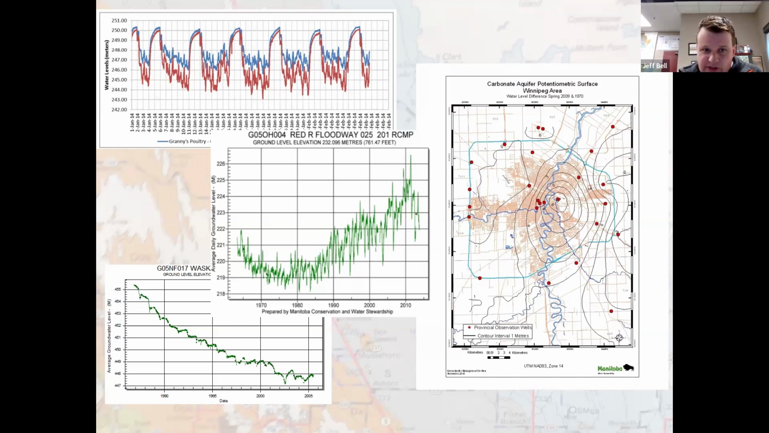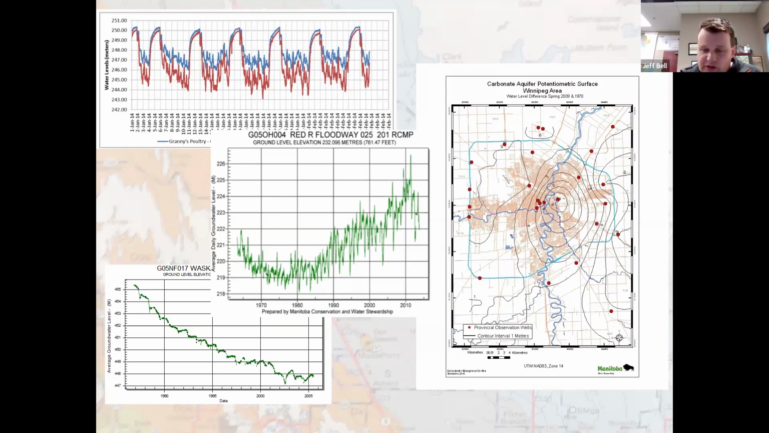So this is an example of some of the stations that we have. The top left one is a really interesting one. It shows the relationship between the Winnipeg Formation sandstone and the overlying limestone. The sandstone's in red and the limestone's in blue. We can see those formations tend to mimic each other very closely. In this case, the lower formation is being pumped, and you can still see the effects of the pumping occurring in the overlying limestone formation. So there's a lot of interconnection between those formations naturally, and they do tend to mimic each other.